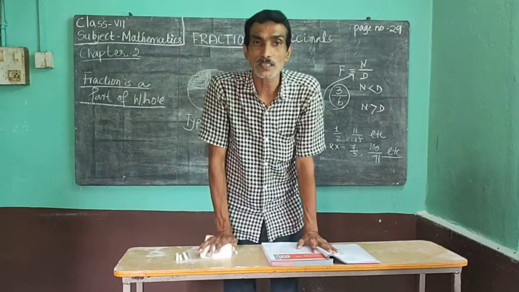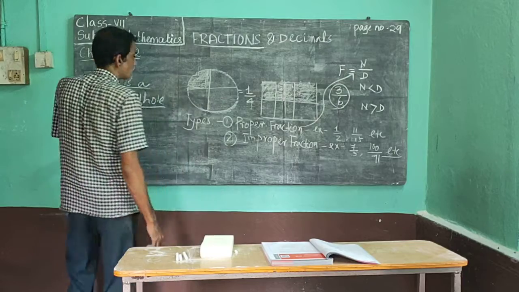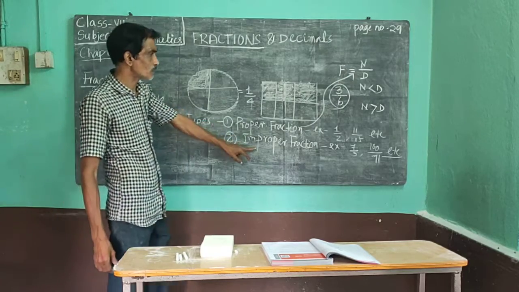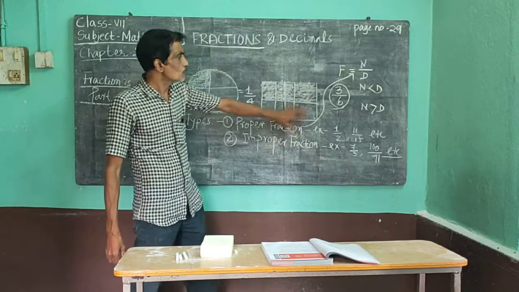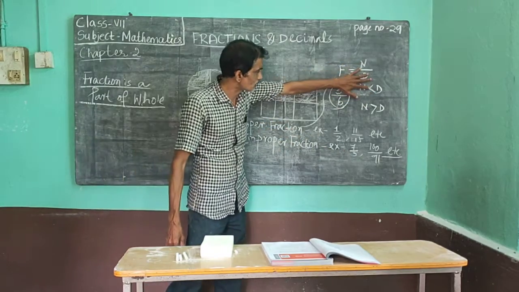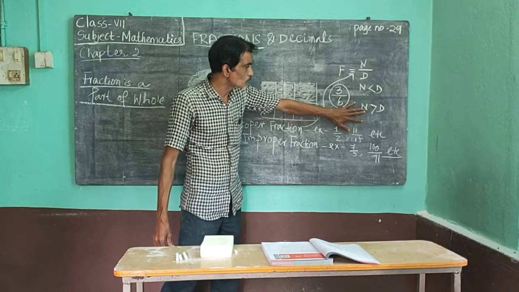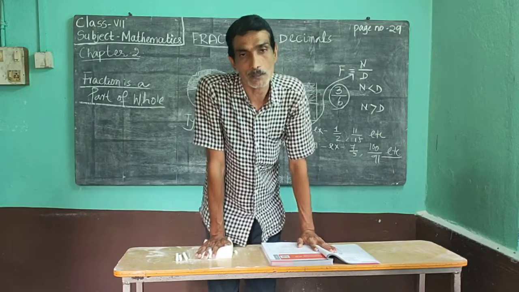So what have we read till now? We read what a fraction is, that is, a part of a whole. There are two types of fractions, proper fraction and improper fraction. The fraction whose numerator is less than the denominator is the proper fraction, and the fraction whose numerator is greater than the denominator is called an improper fraction.